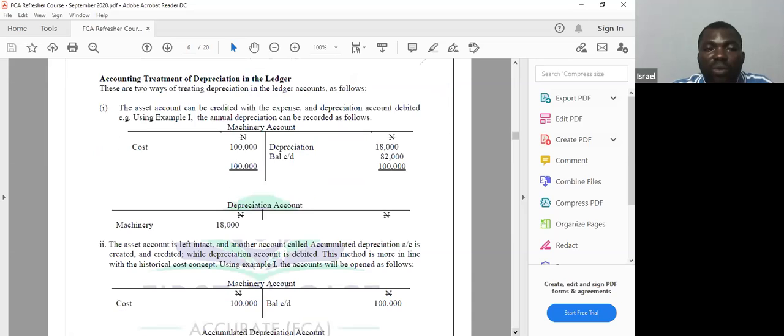After that, what else do we have? We have the accounting treatment. We have two ways in which we treat depreciation.